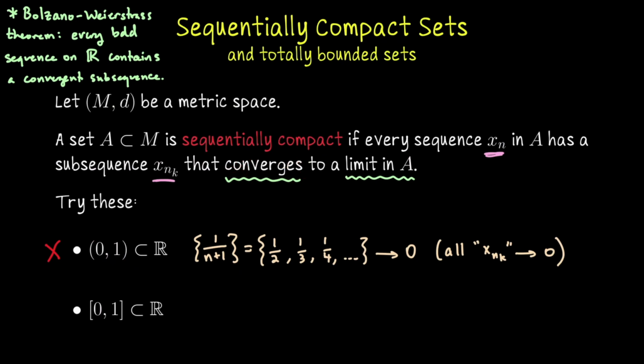But since 0 is an accumulation point for the set which does not live in the set, I can create a sequence which converges to that point. That's how I was able to show that this first example was not sequentially compact.